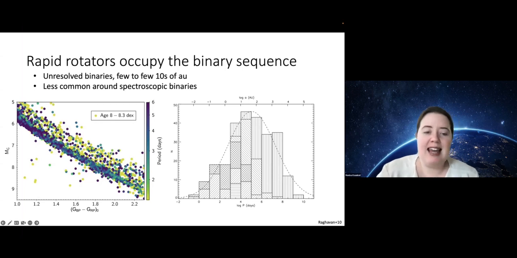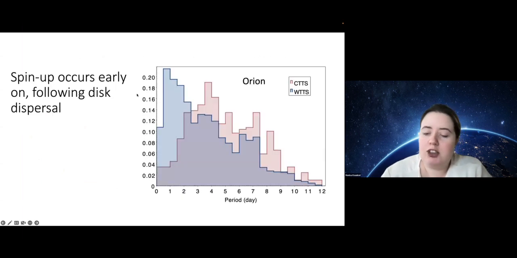And it can't really come from very short period systems either, because if we look at the spectroscopic binaries that tend to have fairly short period of less than a few hundred days, the rapid rotators are less common among these spectroscopic binaries than they would be in the population at large. So we're specifically looking at the stars with separations of a few to few tenths of astronomical units. And so why do these binaries spin up?